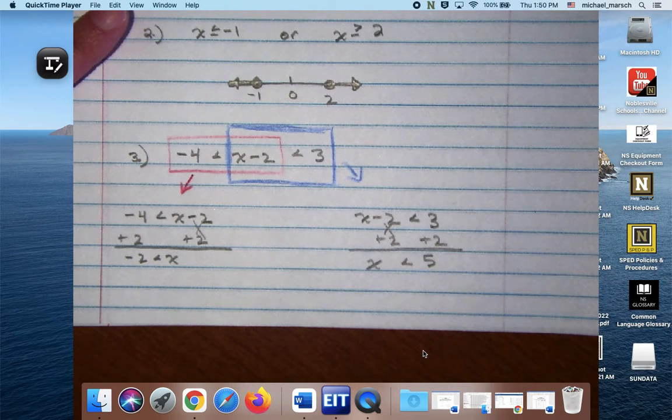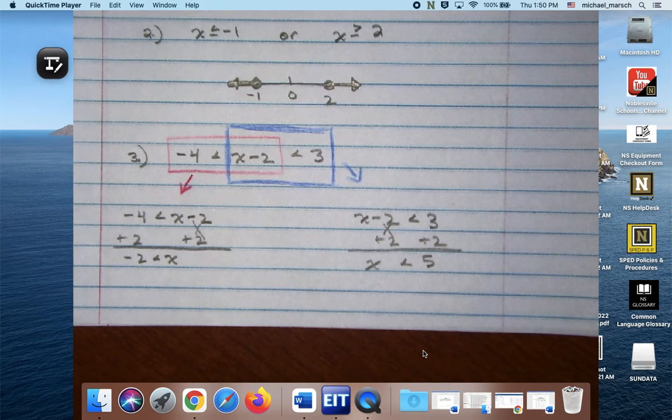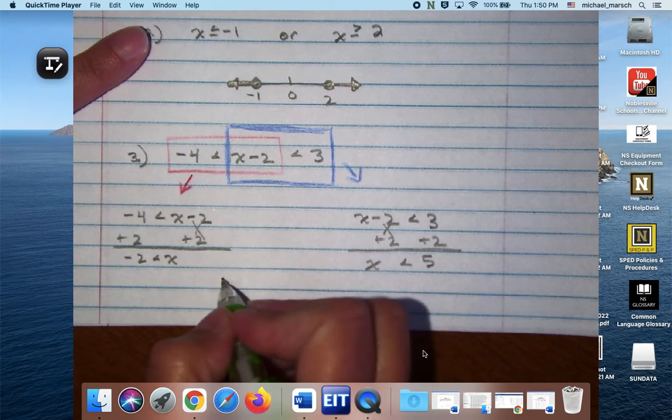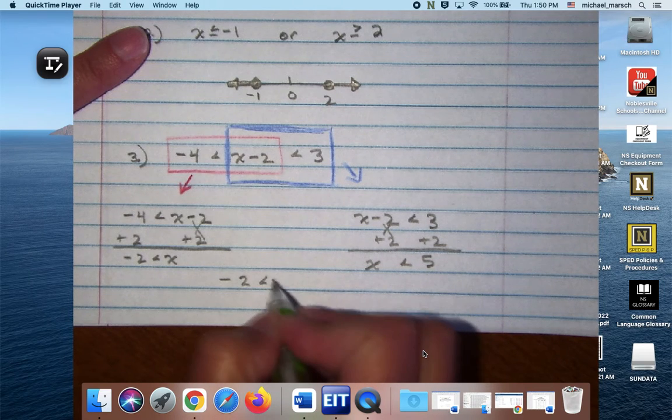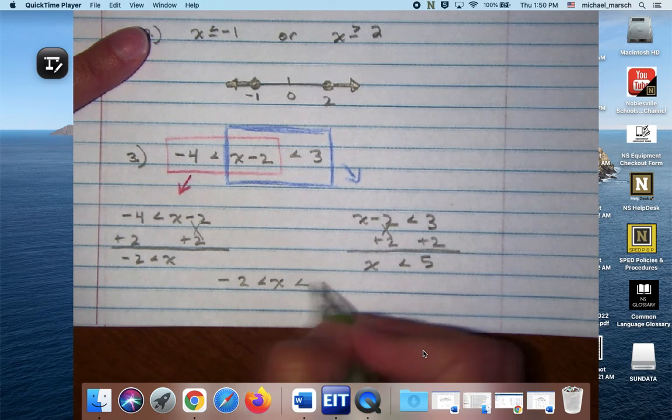Could you have just done it up there, or would that get confusing, without writing the 2 separate equations? If you can make that work, they are going to get a little more complex, but if you can, I'm not going to stop you. As long as you get the right answer and I can see your work, I'm happy about that. So now what I have is x is greater than -2, but less than 5.